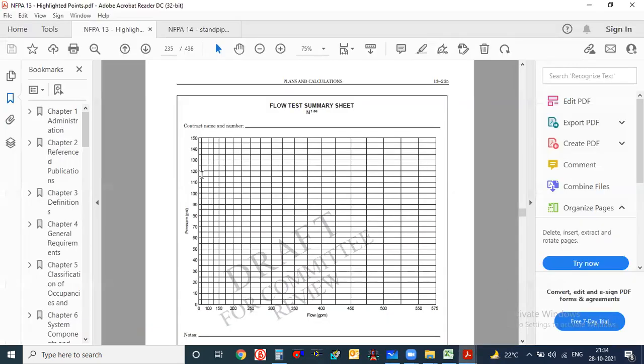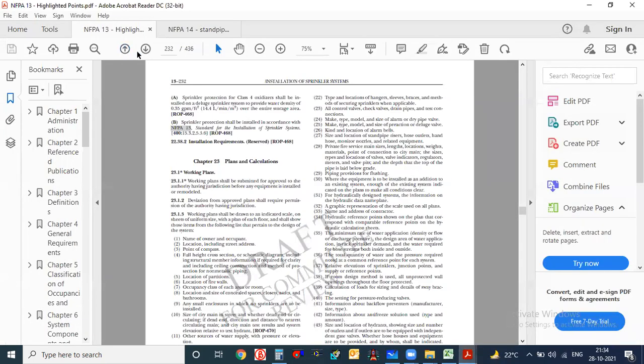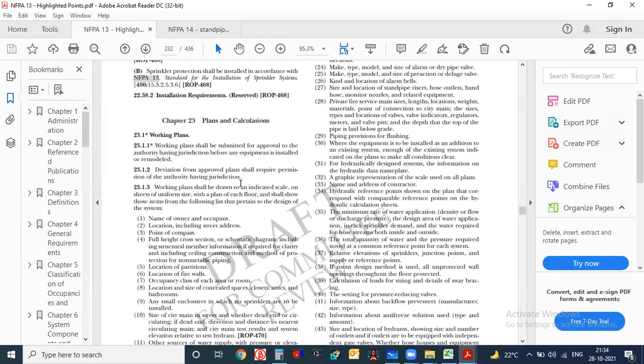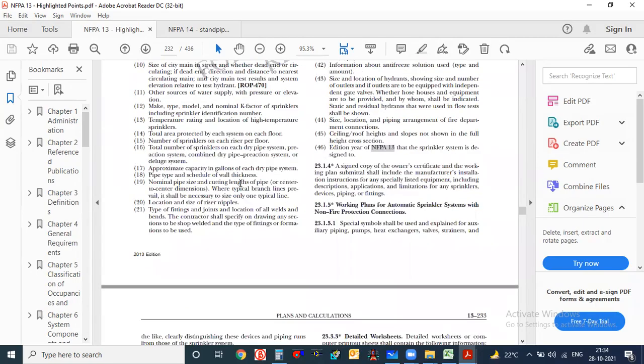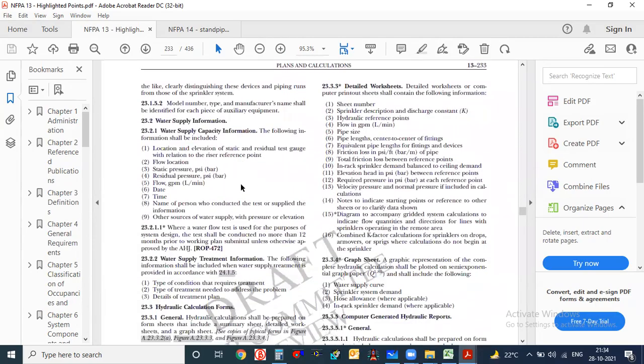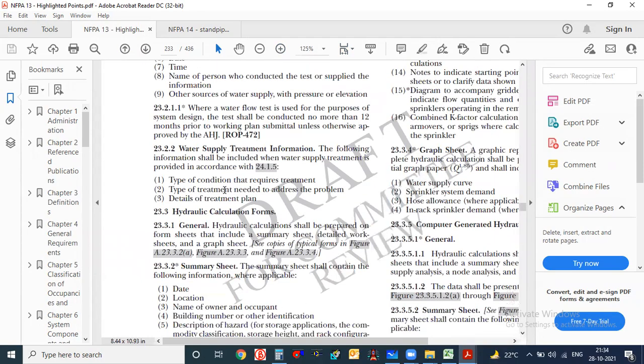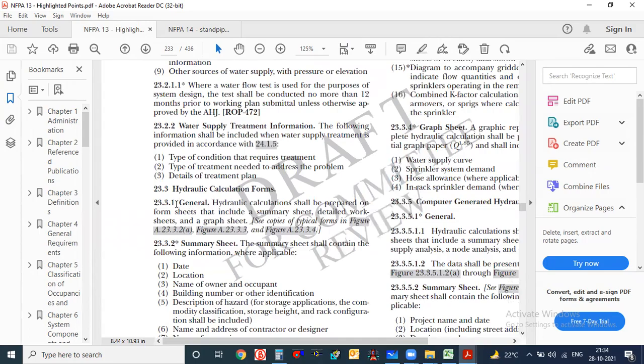like we were seeing this hydraulic, the procedure for hydraulic calculation. So this chapter talks about the hydraulic calculation, and here they have given one section on hydraulic calculation forms. If you observe this particular point, it says hydraulic calculation shall be prepared on form sheets that include a summary sheet, detail worksheet, and graph sheet.